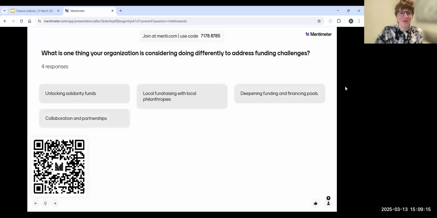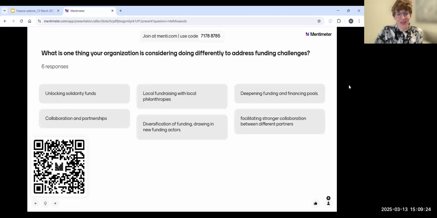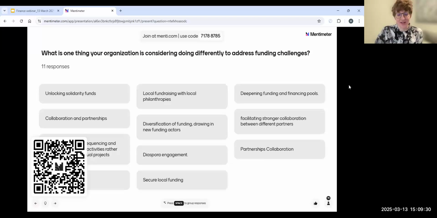Okay, and so some are coming in here. Deepening funding pools, collaboration and partnership. Again, I think that's going to be a theme we'll hear throughout this year. How can we collaborate around funding more effectively? Diaspora engagement, secure local funding. And we heard a lot of this from Paul's interventions as well here. Redesigning programs.